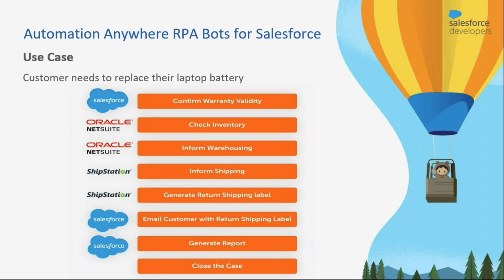As you can see, there are multiple systems involved in this use case. First is to confirm the validity of the warranty, which is performed in Salesforce, and then it has to check the inventory on the Oracle NetSuite platform and then inform the warehousing. After that, it has to inform the shipping systems. Again, the station is some application which does not expose APIs. In that case, you would have to physically work on the front end of that application and then generate the return shipping label, and then come back to the Salesforce platform and email the customer with the return shipping label, generate a report and close the case.